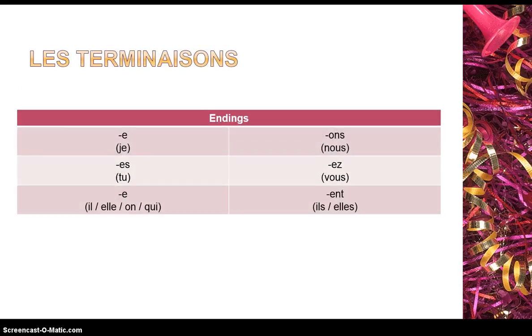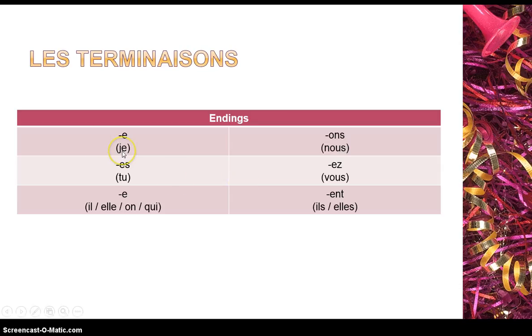Les terminaisons. En français, on dit les terminaisons. The endings. Okay, our endings are going to be e, es, e, ons, ez, ent. That's why you'll notice I make corrections in some of your notes. When you're conjugating, you always start with je, then tu, il, elle, nous, vous, and the plural ils, elles. You have to keep it in that order. Otherwise, you'll not learn your endings the right way.